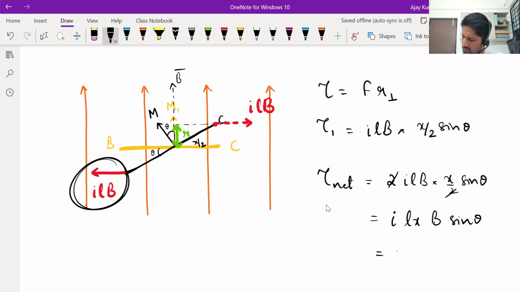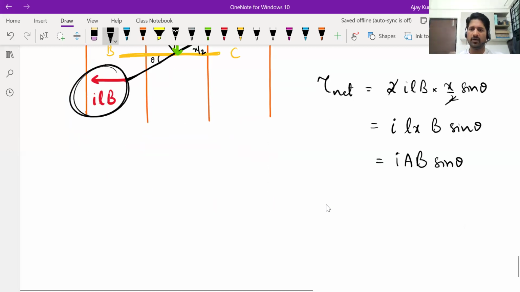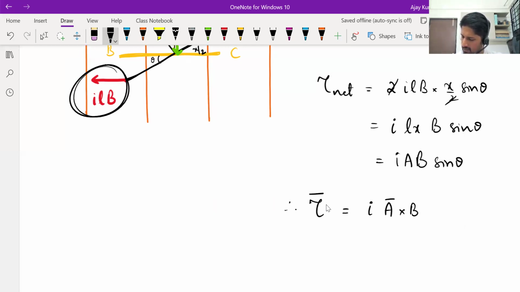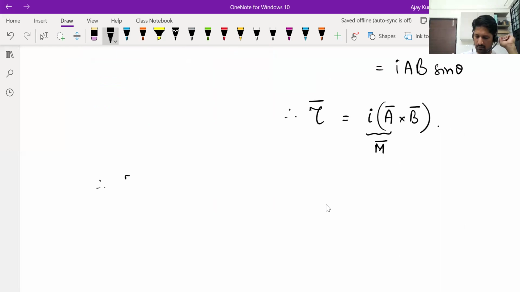LX is nothing but the area of this rectangular loop. So the torque becomes IAB sin theta, which is basically the magnitude of IA cross B. Therefore, you can write the torque on a current carrying loop as IA vector cross B vector. A vector is the area vector of the loop. B is the magnetic field in which it is placed. And IA is the magnetic moment. Therefore, torque on a magnetic dipole can be written as M cross B, the magnetic moment cross the uniform magnetic field in which it is placed.